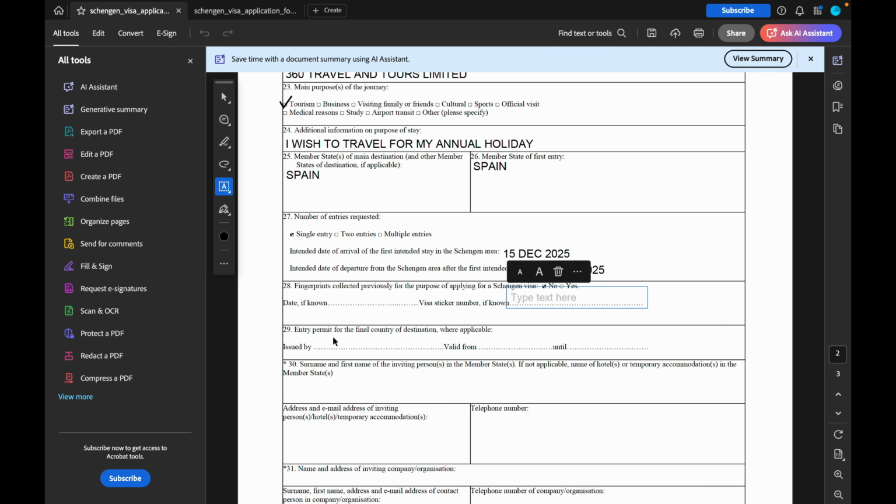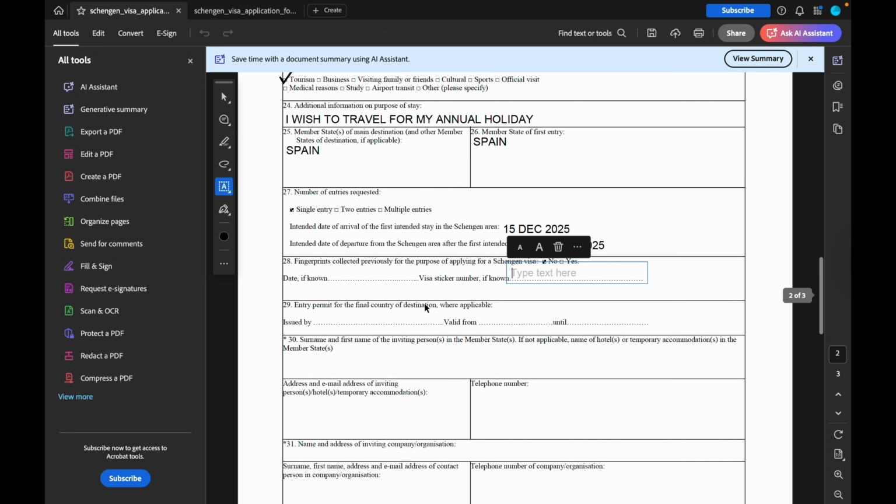That's if you have an onward trip, maybe from Schengen you're going to the UK, China, Canada or the US. You need to provide the details of the entry permit you have, which is issued by the United States of America, issued by Canada, valid from so and so date to so and so date.